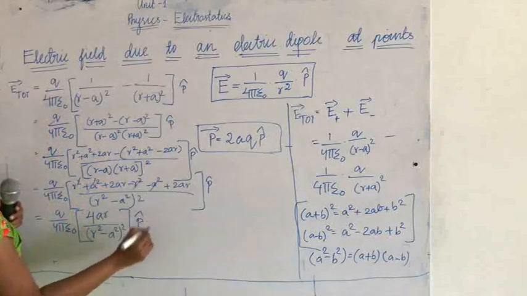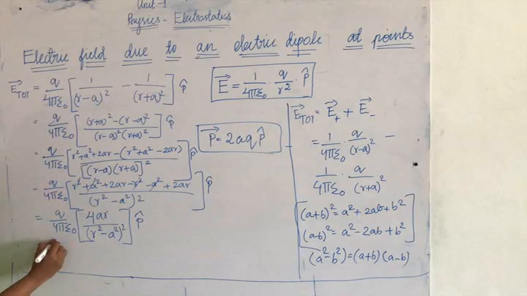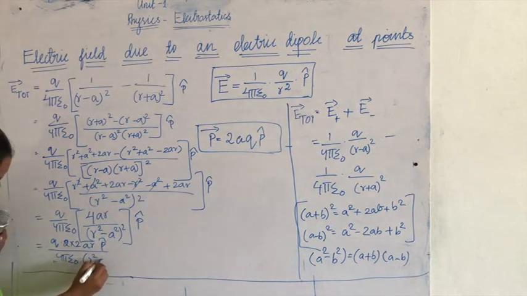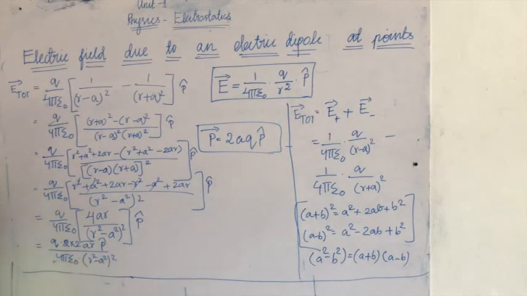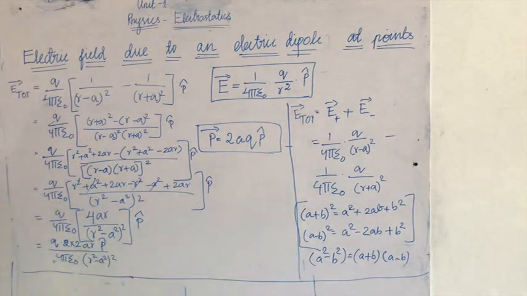Right. So, see here, this 2 into 2ar p cap, divided by 4 pi epsilon 0 into (r square minus a square) the whole square. Okay. Shall I rub it?